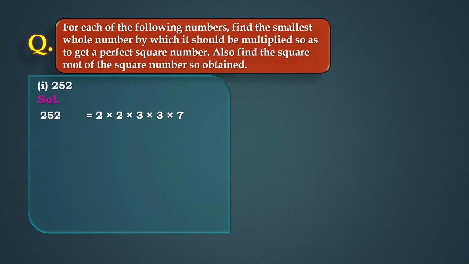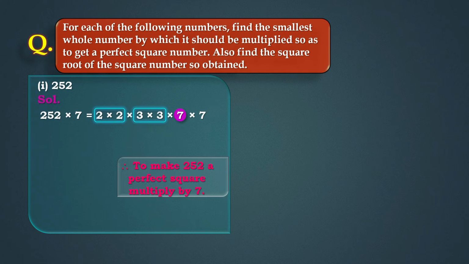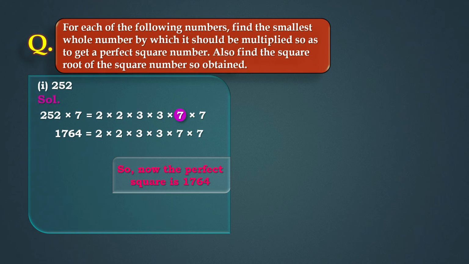Now, let us check the pairs. We have a pair of 2s and a pair of 3s, but 7 does not have a pair. To make it a perfect square, every factor must be in pairs. So, we need one more 7. That means we multiply the given number by 7. Now, the new number becomes 2 multiplied by 2, multiplied by 3 multiplied by 3, multiplied by 7 multiplied by 7. This forms complete pairs.